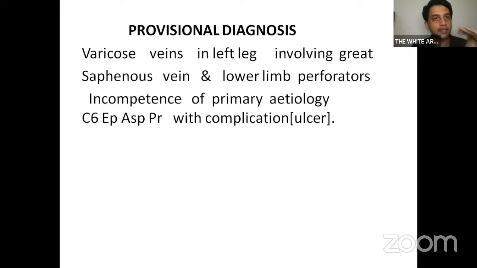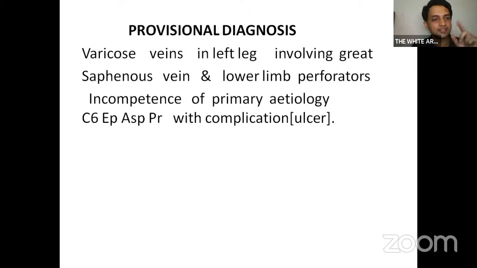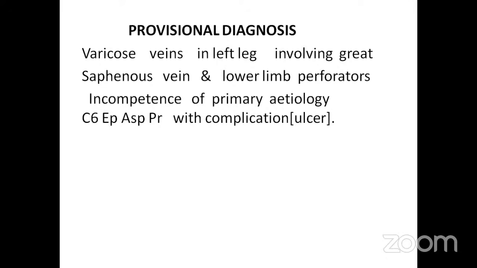What is the clinical grade? You have written C6. Yes, sir, that's the clinical grading. Can you quickly tell C0 to 6 clinical grading? Very important. Yes, sir, C classification. C means clinical. C1 is telangiectasia. Then C2 varicose vein. Then C3 edema.